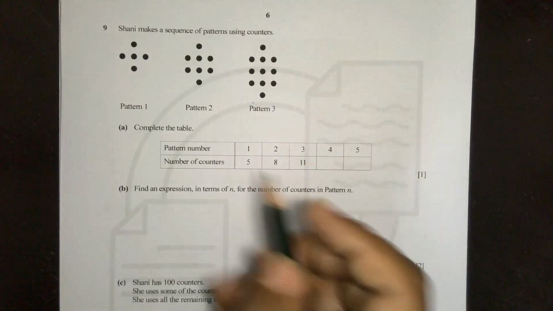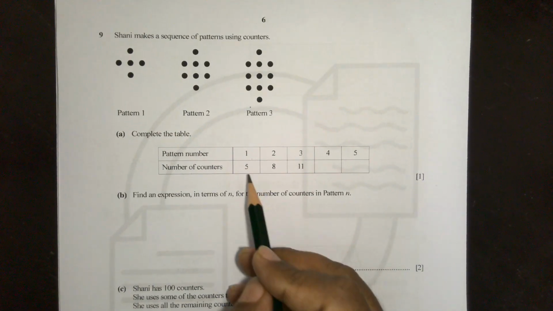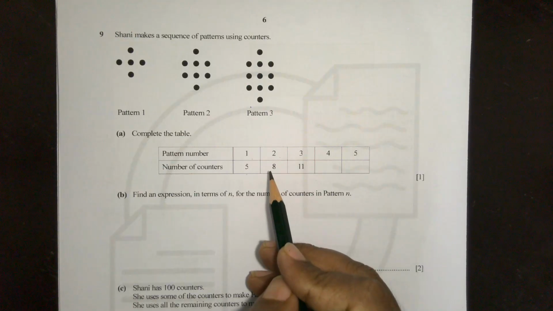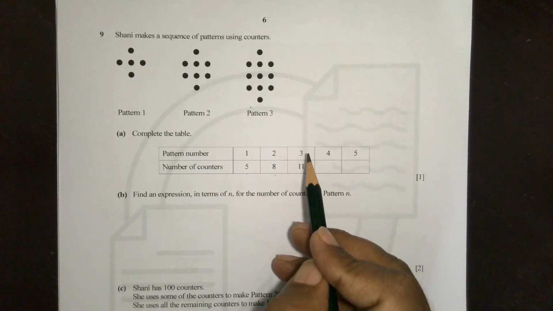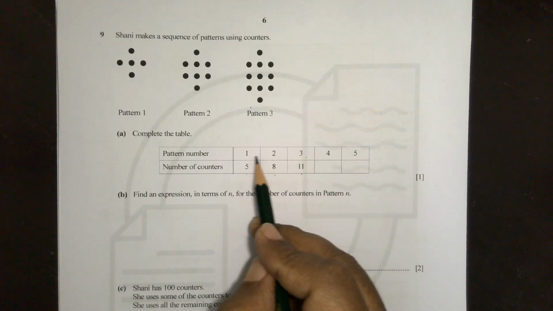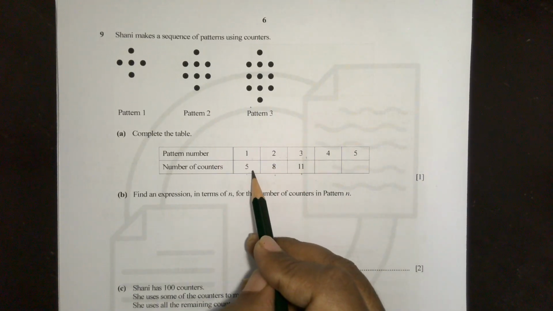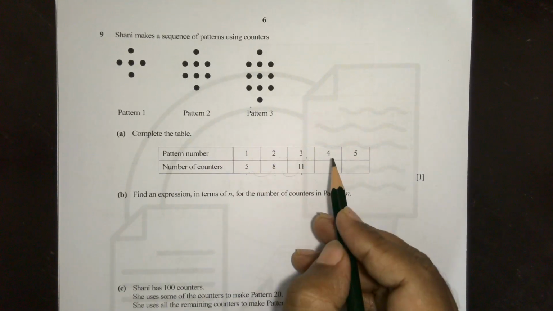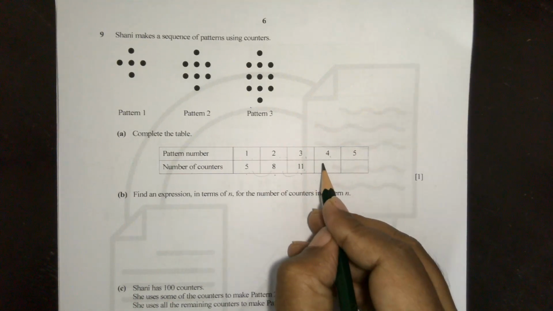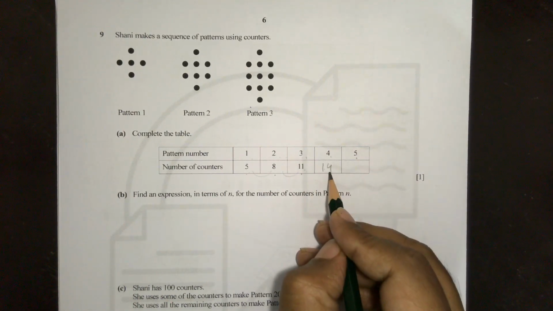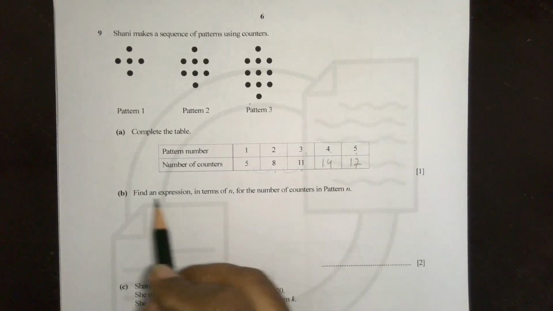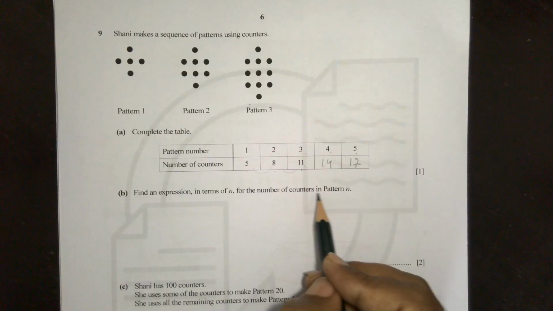Now, pattern 1 holds 5 counters, pattern 2 needs 8 counters, pattern 3 needs 11 counters. So you see, as the pattern number increases, the counters increase by 3. In pattern 4, we will need 11 plus 3, which is 14. In pattern 5, we will need 14 plus 3, which is 17 counters. Find an expression in terms of n for the counters in pattern n.